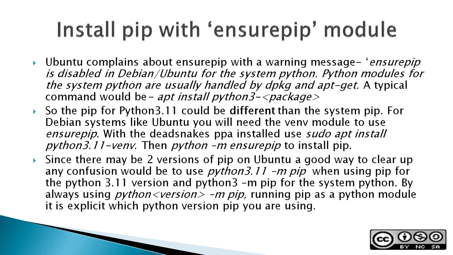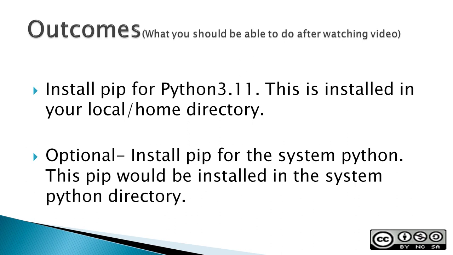Fairly simple. But here's the trick. Since there may be two versions of pip on Ubuntu, a good way to clear up any confusion would be to use python3.11 -m pip when using pip for the Python 3.11 version and python3 -m pip for the system Python. By always using python version -m pip, running pip as a Python module, it is explicit which Python version of pip you are using. So don't just use pip because it could get confusing and you might get your system a little bit munged up.